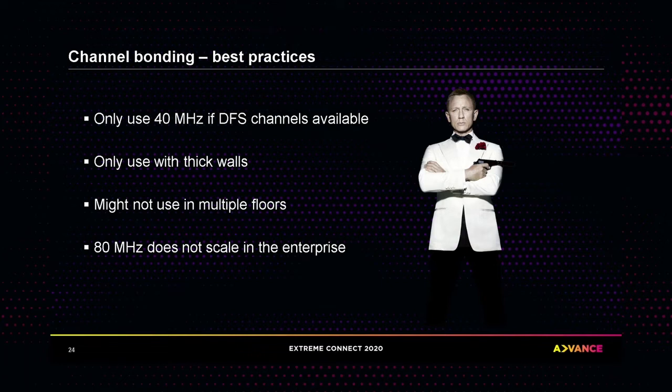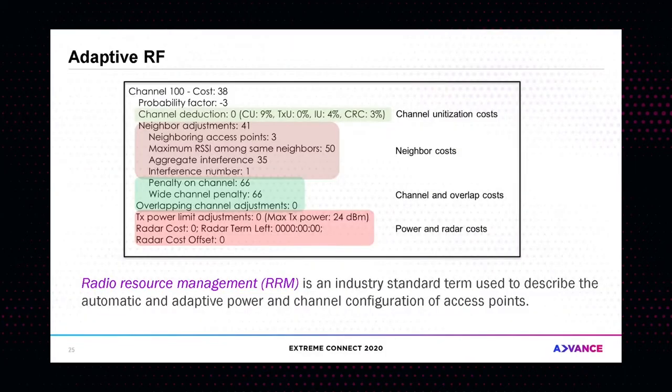I highly recommend that there's thick walls. If you have an AP in every room and it's drywall, it's probably not going to work. The CCI is going to be too much of a problem. You might not want to use it at multiple floors. And let's always remember that 80 megahertz simply does not scale in the enterprise. It's fine for one AP, but it just doesn't scale in the enterprise. It's not enough frequency space in the 5 gigahertz band.